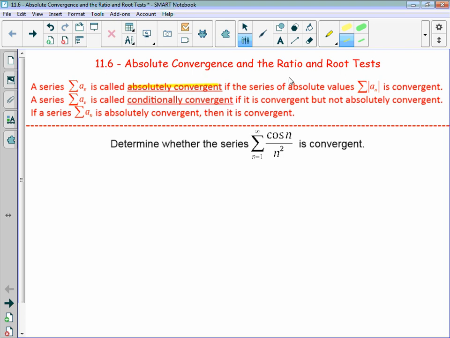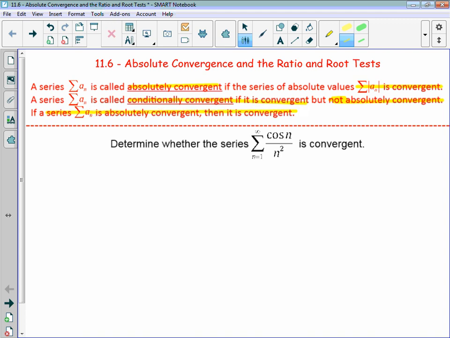Okay, so if the series of absolute values is convergent, that's absolutely convergent. And then conditionally convergent, if it is convergent, but not the absolute value. So questions on that at all? And then the last thing here, I already said, if the series is absolutely convergent, then it's convergent. We'll use that a lot. So this one we'll use a lot in today's lesson even.